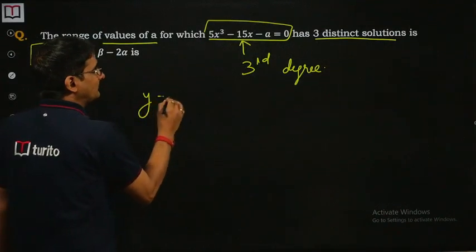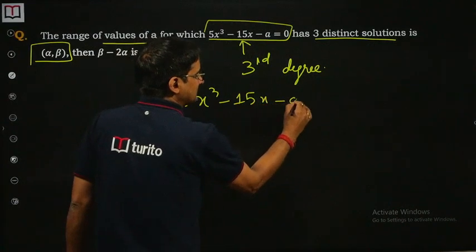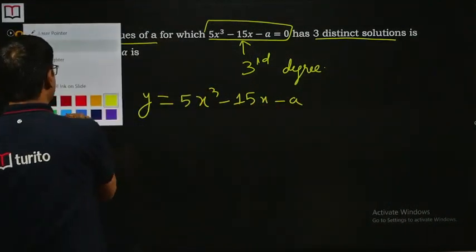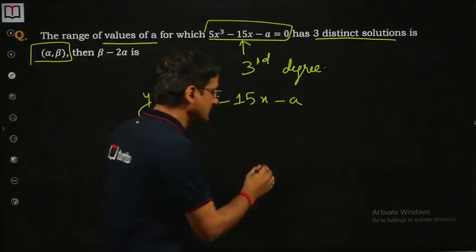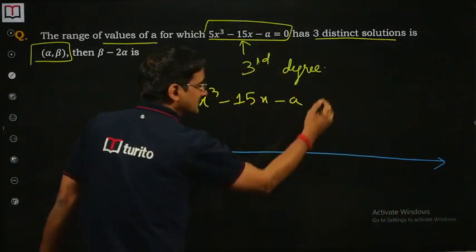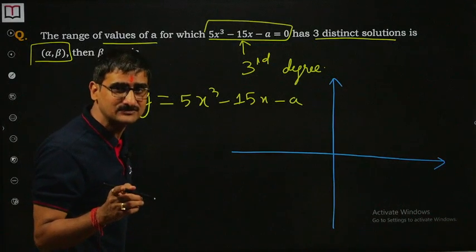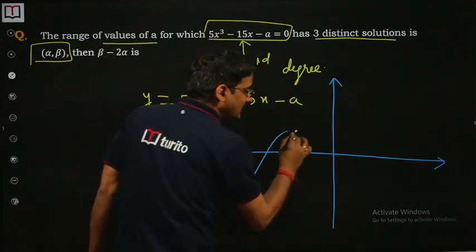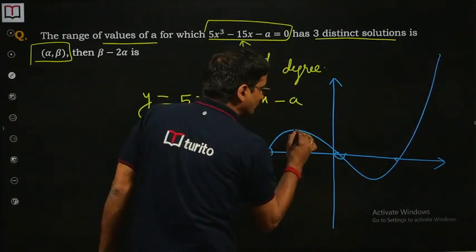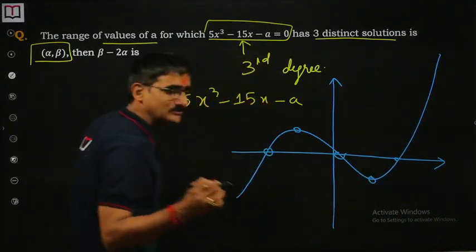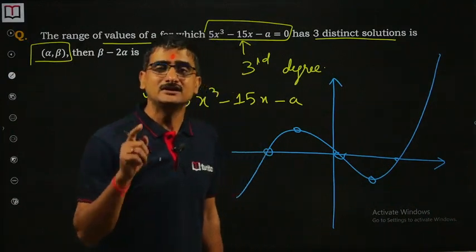If I go for the curve of the cubic polynomial involved here, this is it. Since the leading coefficient, the coefficient of the cubic term, is positive, how will the curve start? The curve will start from negative infinity and go to plus infinity. If it needs to have 3 roots, then of course it needs to have 2 turning points, 2 stationary points, and the stationary points are the points where the derivative is 0.